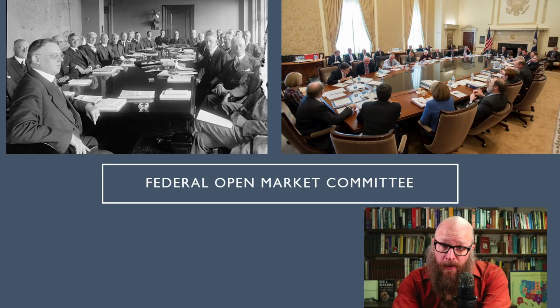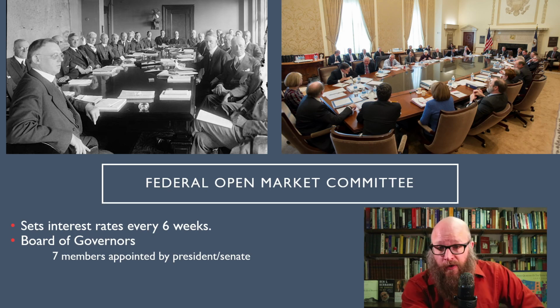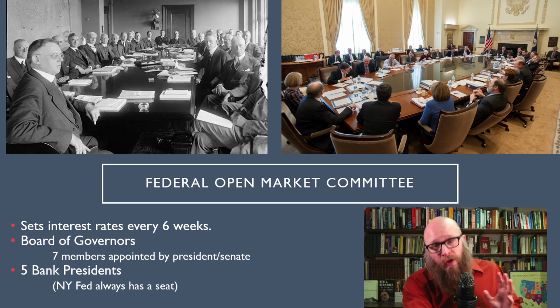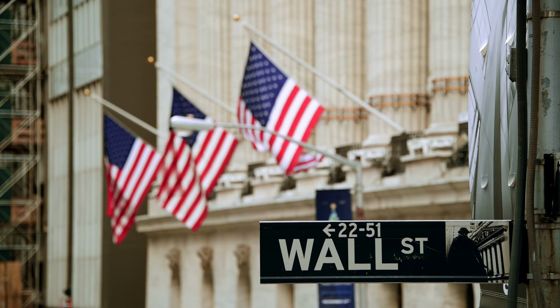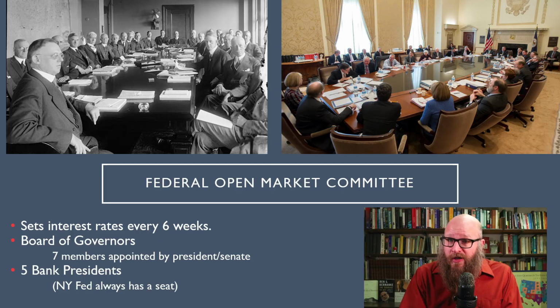Now, the Federal Open Market Committee meets in D.C. It is comprised of those 7 governors of the board. Again, these are the directly politically appointed people. And it also comprises of 5 of those regional bank presidents. The New York Fed always has a seat. Why? Because Wall Street is located there. New York City is the most important financial city in the world, let alone just the United States. And therefore, they should always have a vote.